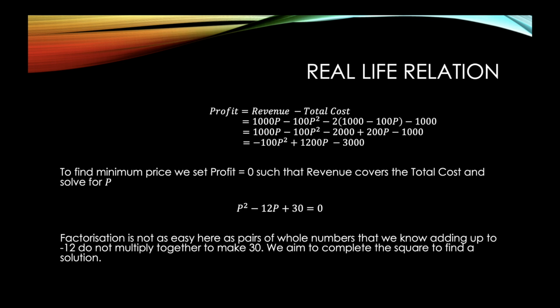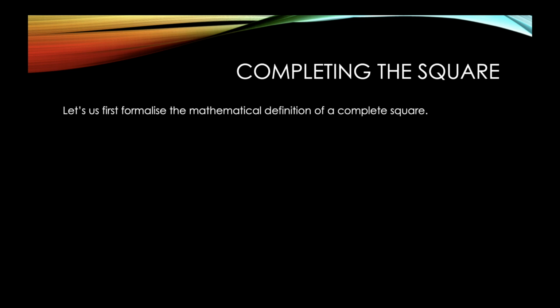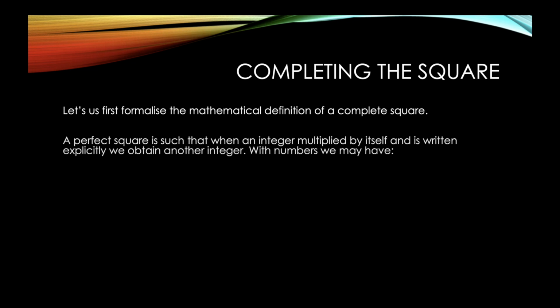This is the second method of solving a quadratic equation. But first of all, let us formalize the definition of a perfect square. A perfect square is such that when an integer is multiplied by itself and written out explicitly, we obtain another integer.